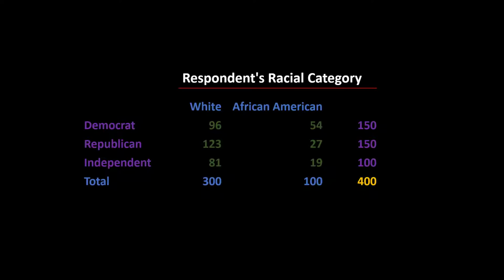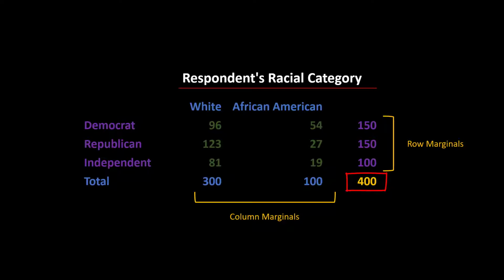The values shown here in green are called the cell counts, or observed values. If we read across the table, we can see that 150 Democrats, 150 Republicans, and 100 independents responded to the survey. Reading down the columns, we can see that there were a total of 300 whites and 100 African Americans. The row and column totals are called, respectively, the row marginals and the column marginals. A total of 400 people completed the survey.